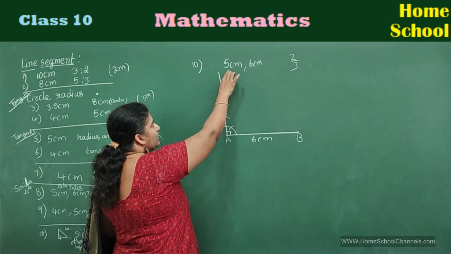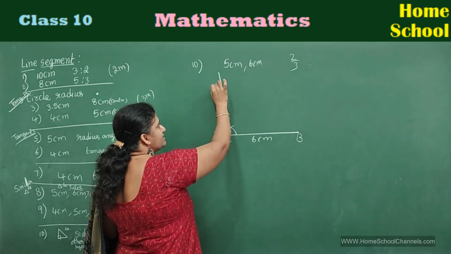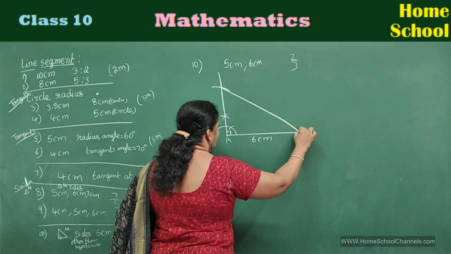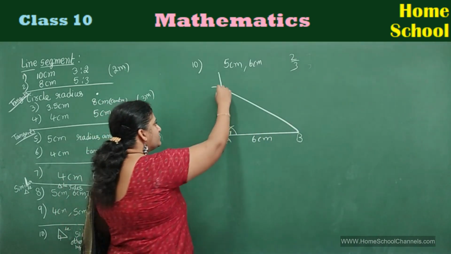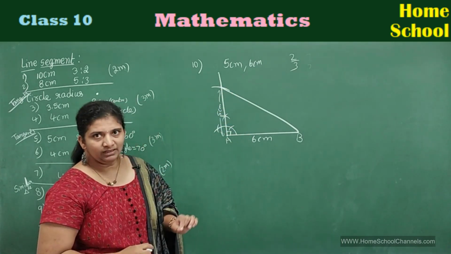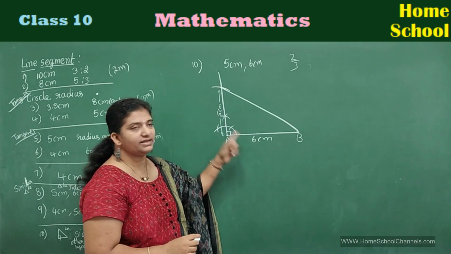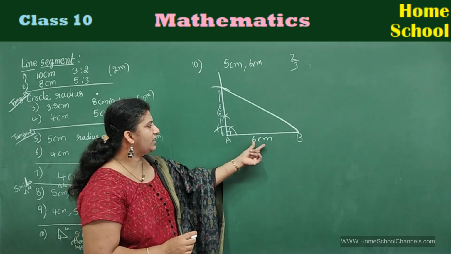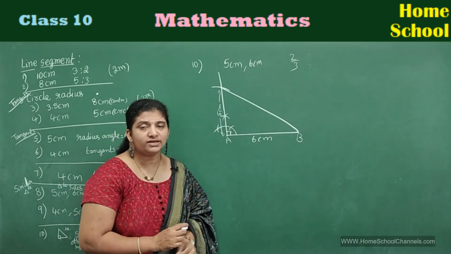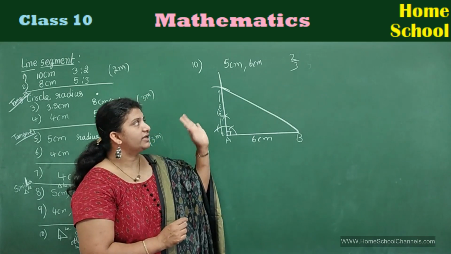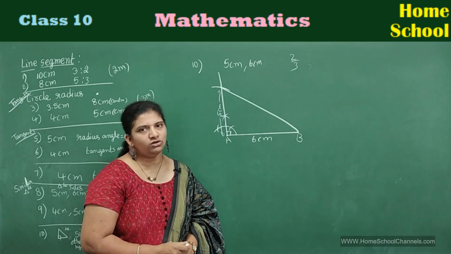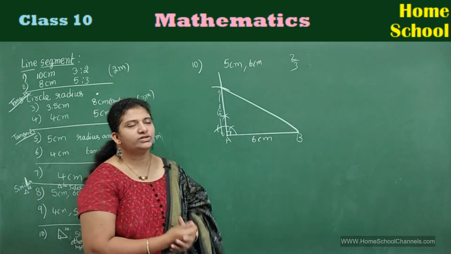Now, what is this side length? 5 centimeters. Measure 5 centimeters and cut the arc. Now, join. Now, what is this length? 5 centimeters. In a right triangle, other than the hypotenuse, the sides are 5 and 6 given. So, we have done the 6 centimeter, 5 centimeter right triangle. Now, we need to draw a similar triangle with the sides having corresponding ratio 2:3.